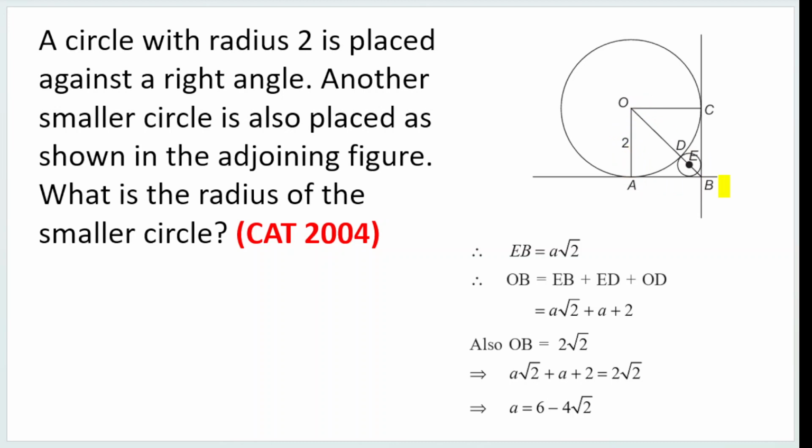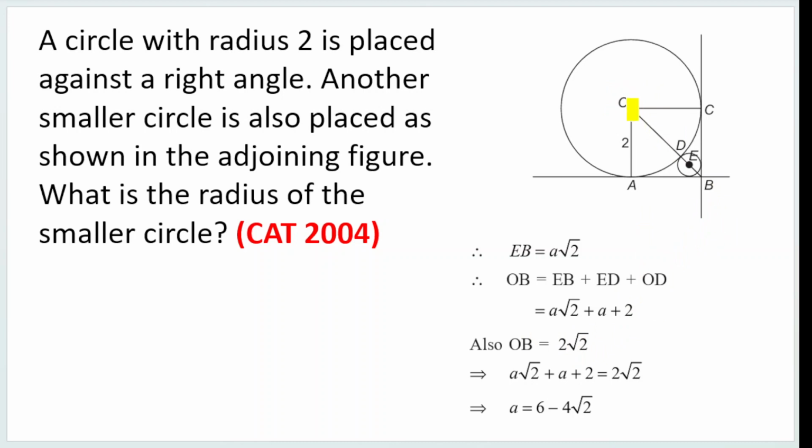OB square is equal to AO square plus AB square. So OB is the square root of 2 square plus 2 square, which is root 8, which is 2 root 2. That is OB. OB is 2 root 2.